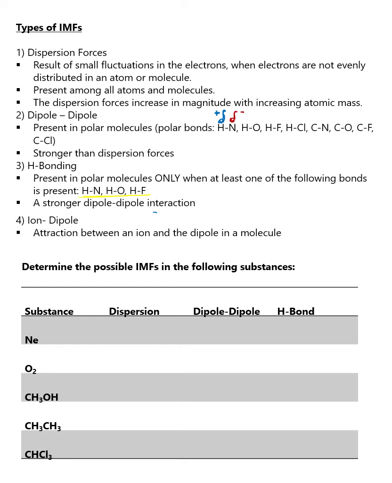So for ion-dipole, we have a mixture. You will always have an ionic compound, or a compound that will give you ions in solution, mixed with something that contains polar bonds. And I will show you examples for each one of them.